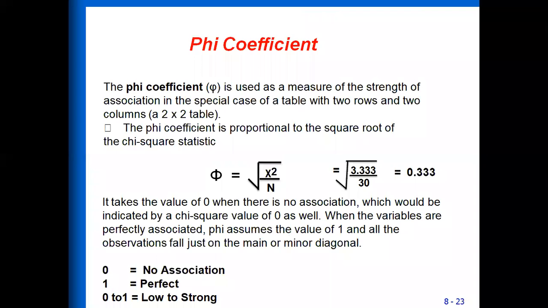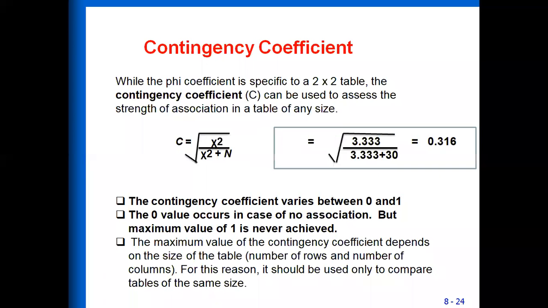Then the phi coefficient is used as a measure of the strength of the association. It can be calculated by taking the square root of the ratio of chi-square to the number of values. If it comes out to be 0, then there is no association. If it comes out to be 1, then there is perfect association. A value near 1 is strong, and a value near 0 shows low strength of association.